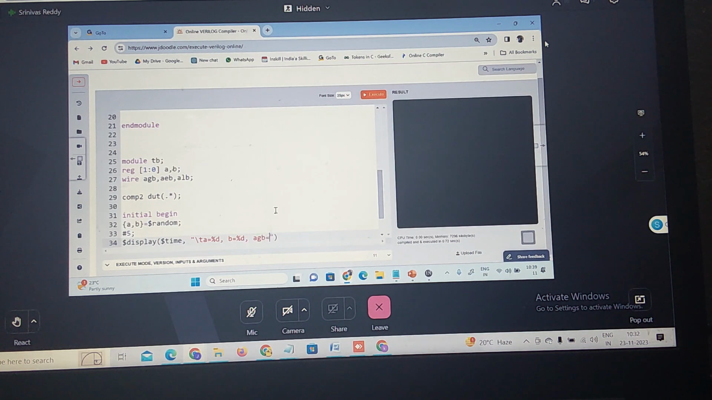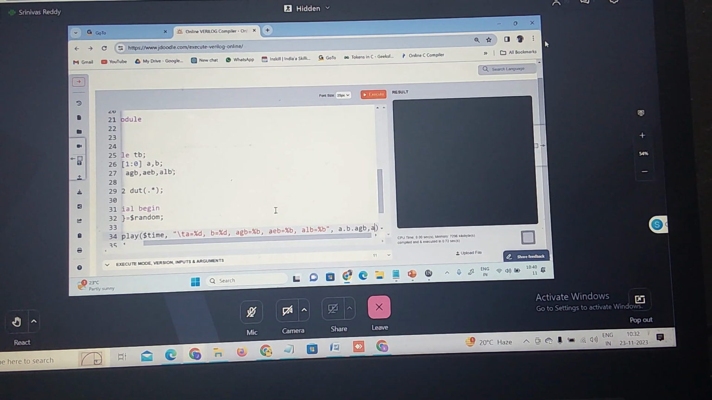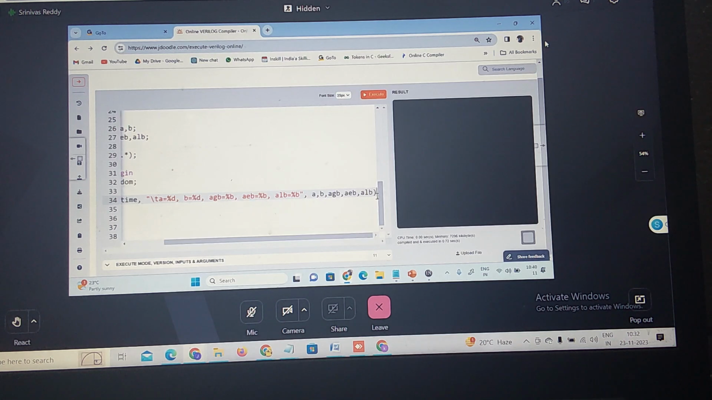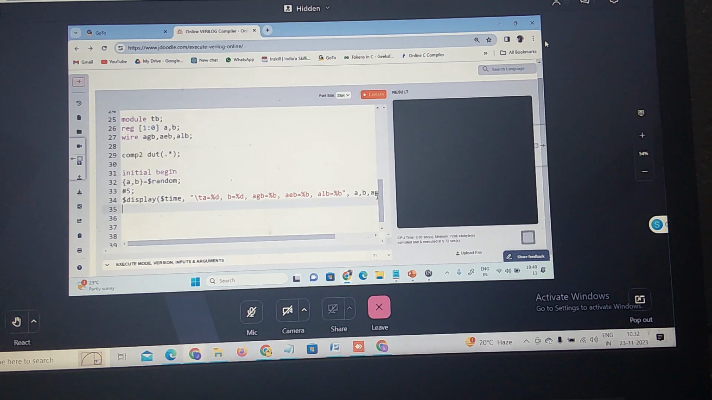A greater than B is equal to what? %b, comma, A equal to B is equal to what? %b, comma, A less than B is equal to what? %b. So can you pass the arguments? A comma, B comma, A greater than B, comma, A equal to B, comma, A less than B. So I need to change it. This is not a dot, it is a comma. This is also a comma. Correct. Next, what I need to do? End this line, then end the initial begin, end the module.